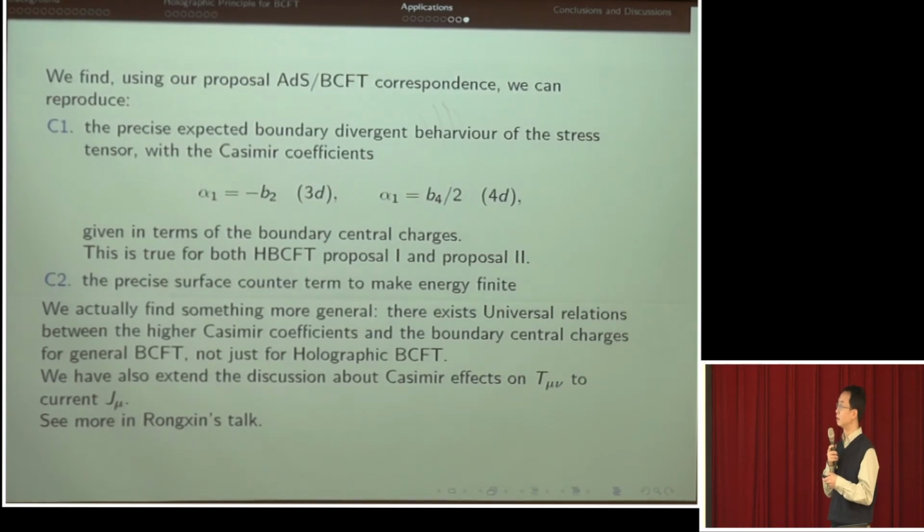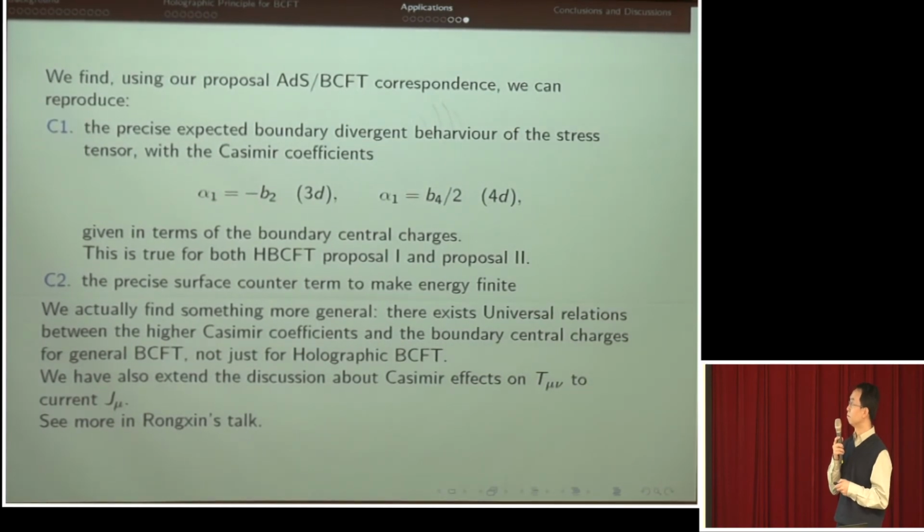We find both features. So we find the expected form of the boundary behavior. We can compute this coefficient in 3 dimensions and 4 dimensions. And what is surprising is that this coefficient, which we call the Casimir coefficient, has a relation with the boundary central charge, which people have not noticed before.